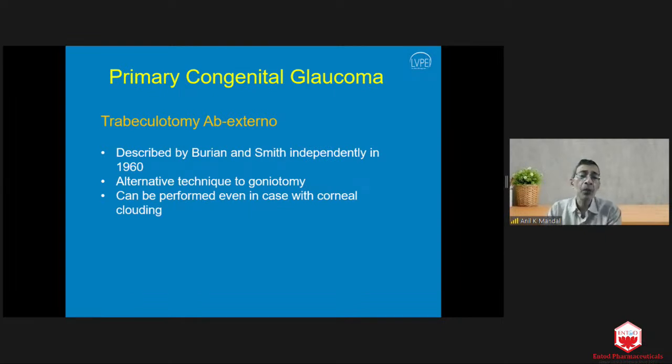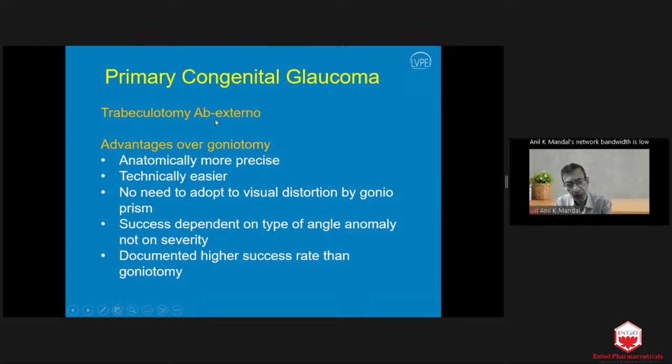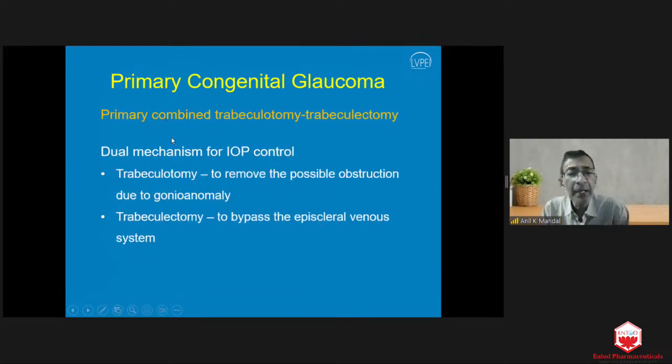Compared to that, trabeculotomy ab externo is an alternative technique to goniotomy. It can be performed in cases of corneal clouding and corneal scar. It is anatomically more precise, technically easier, and you don't have to adapt to the visual distortion by the gonioprism. Several publications mention a superior success rate in trabeculotomy ab externo compared to goniotomy. However, goniotomy has a very good success rate in infantile onset glaucoma. Compared to that, difficult cases are probably managed better with trabeculotomy ab externo.